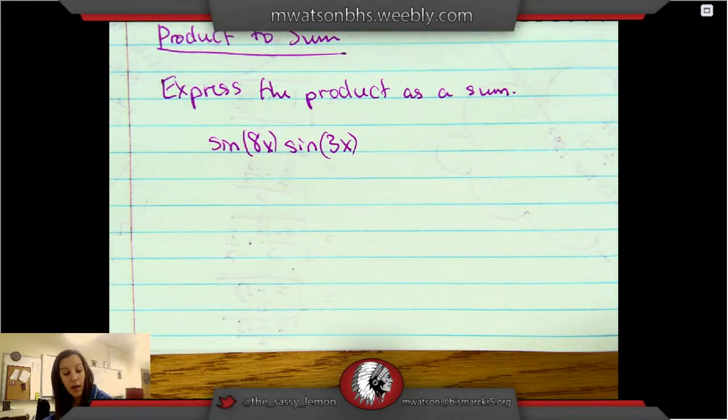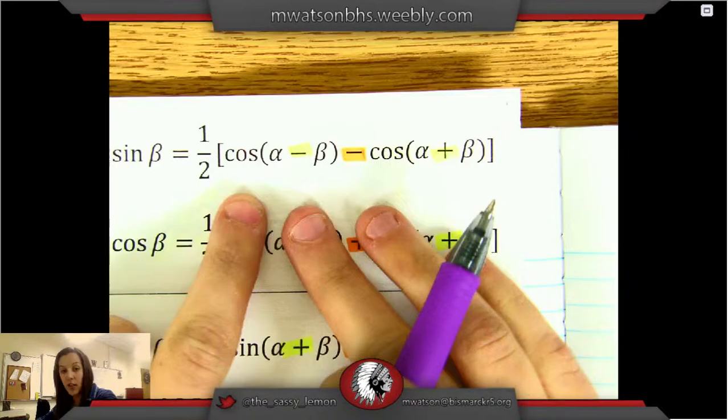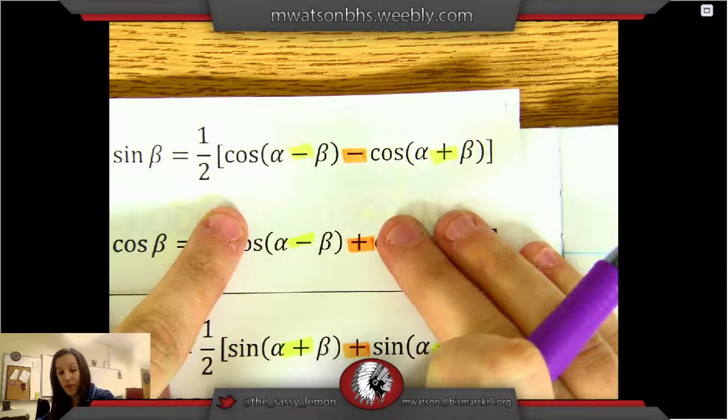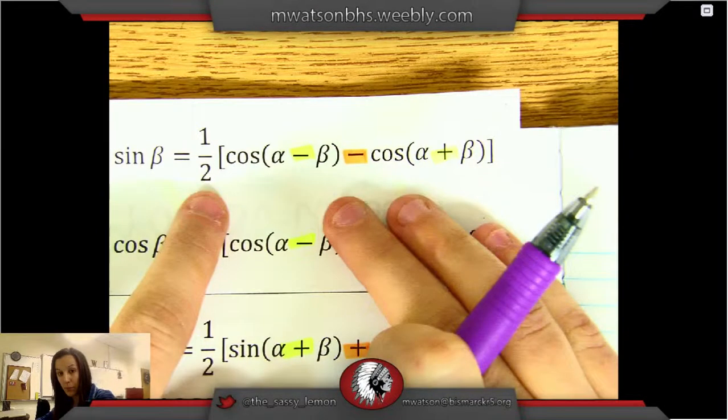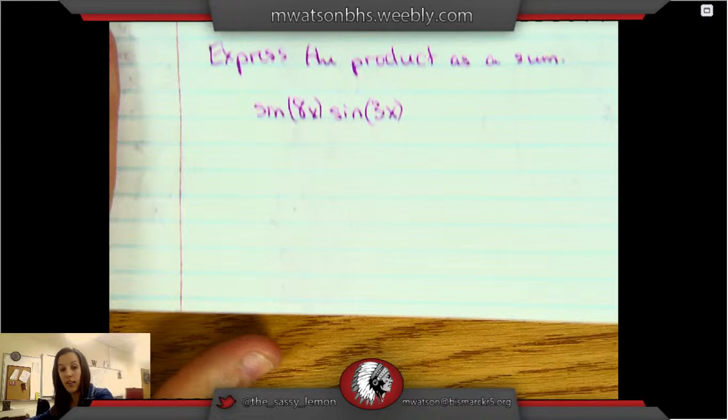So we're going to look in there and see that we've got a sine times a sine. So that's going to be number 1. So this is the formula we're going to use. Our alpha is going to be 8x and our beta is going to be 3x. And we're going to plug it into this. So whenever I'm working, number 1 is what we're working with. So if you need to pause, that's the one we're looking at.